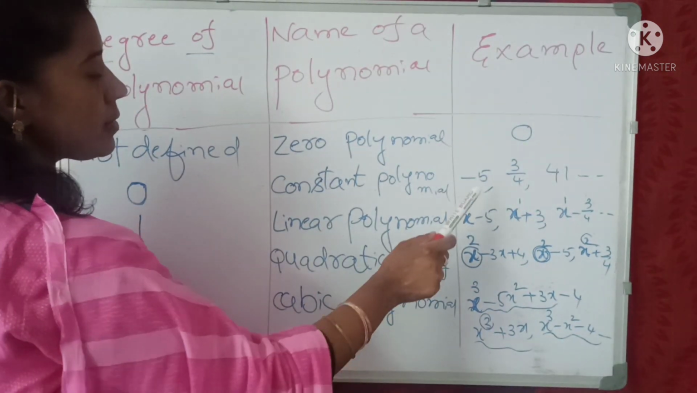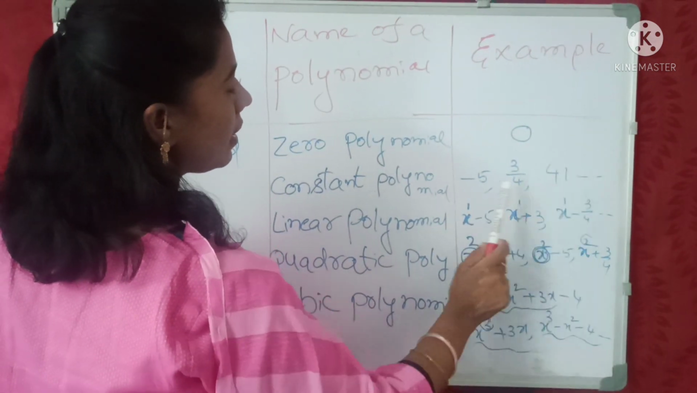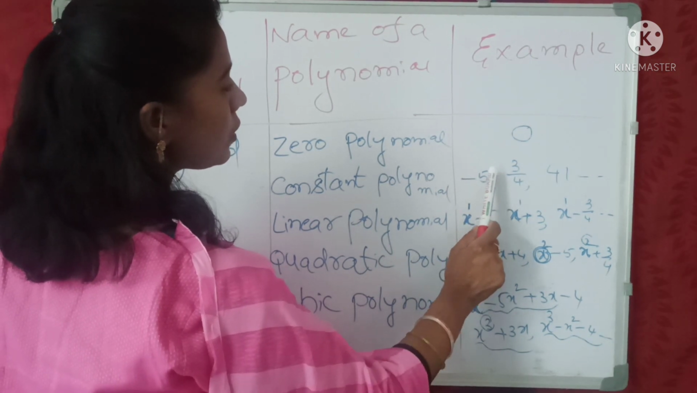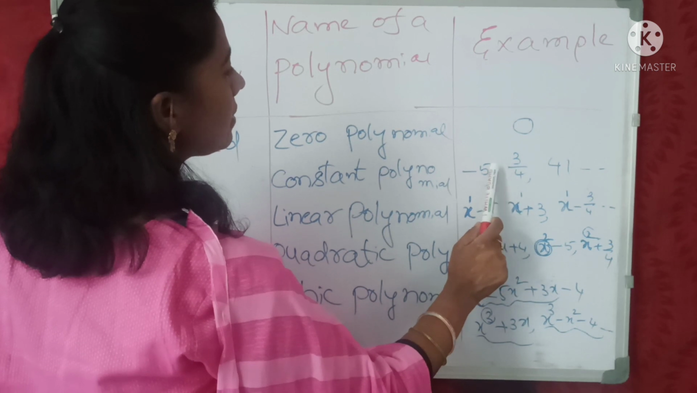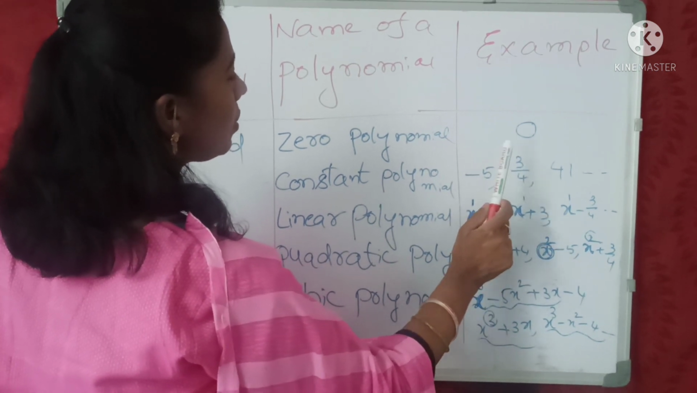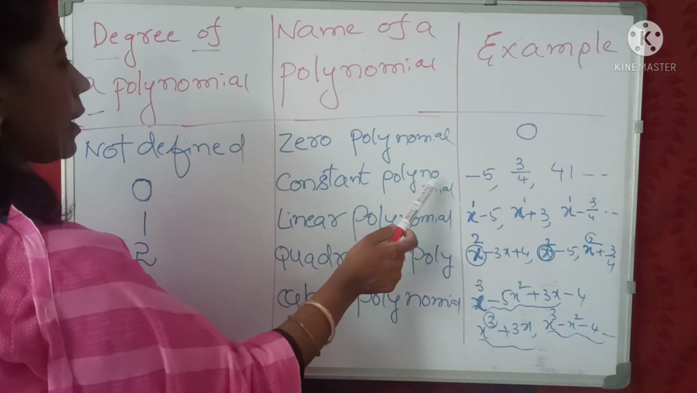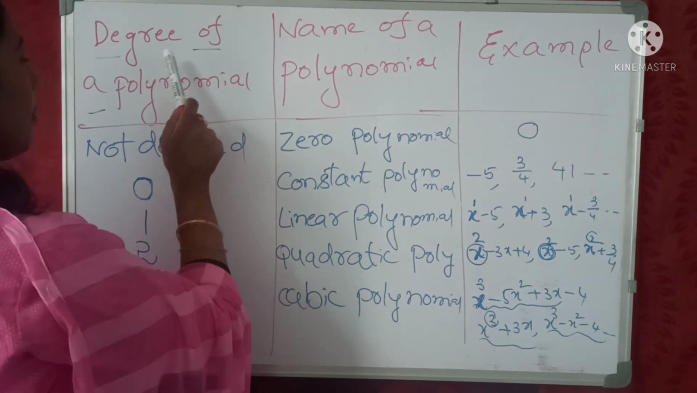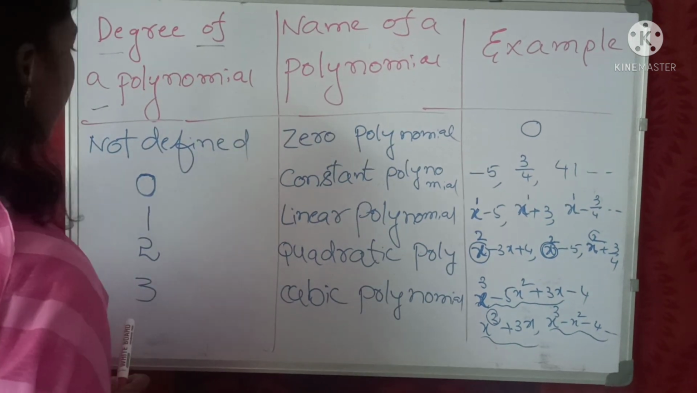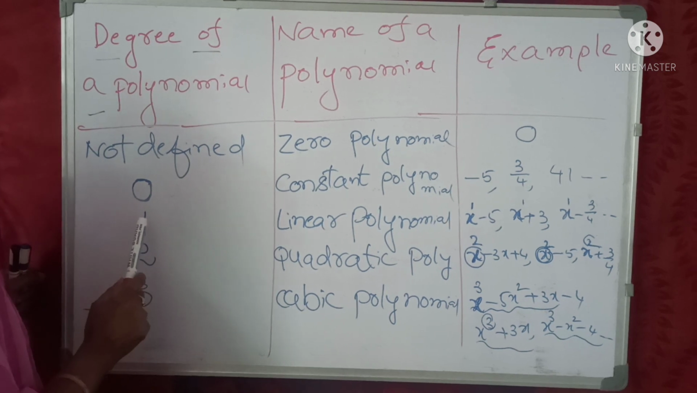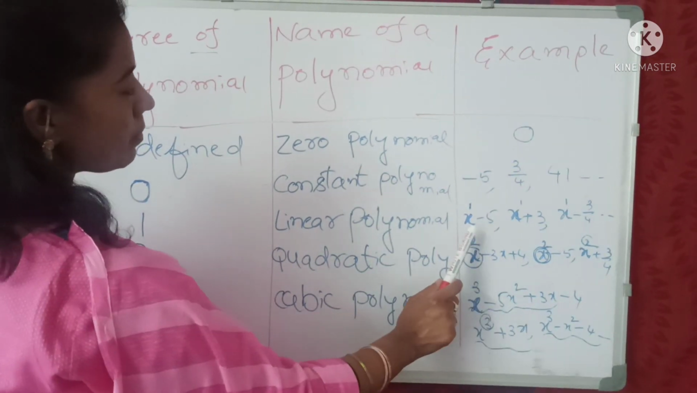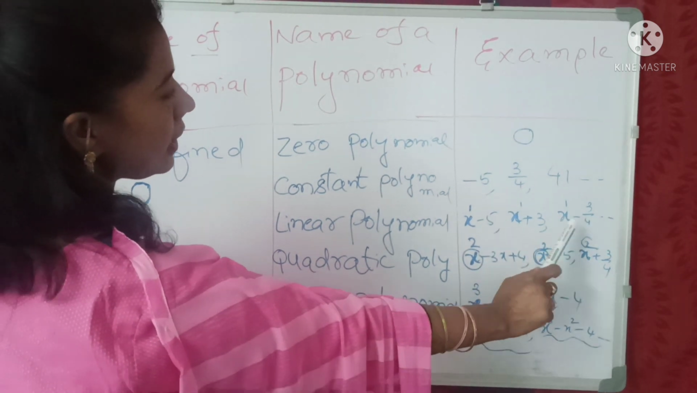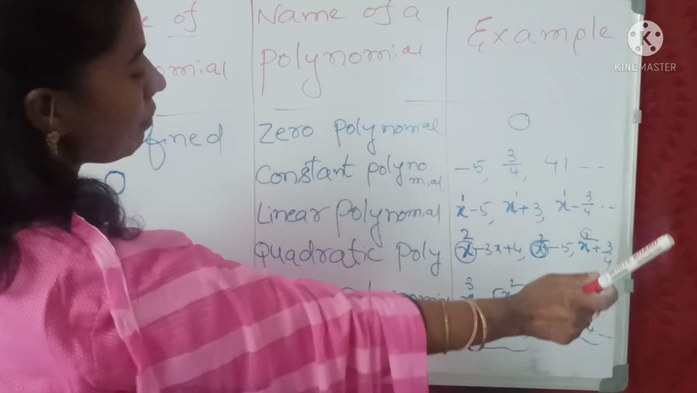Examples are minus 5, 3 by 4, 41. It can be written as minus 5x to the power of 0. So the power of the variable x is 0. So it is called a constant polynomial, and the degree of the given polynomial is 0. Next, when the degree of the polynomial is 1, it is called a linear polynomial. Examples are x minus 5, x plus 3, x minus 3 by 4.